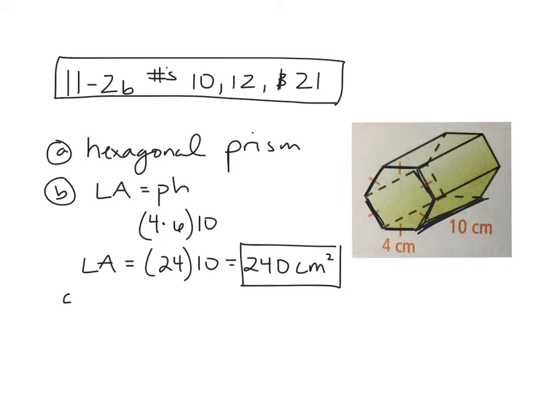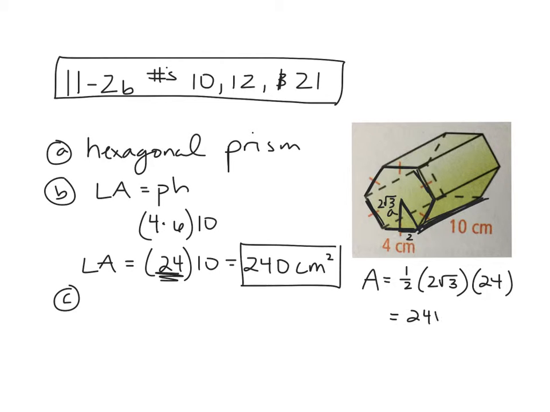Part C, it says the bases are regular hexagons. Find the sum of their areas. So you're looking at a hexagon. If we draw in our apothem here, this bottom piece would be 2. So that means my apothem would be 2 rad 3. So if we're going to do area of the hexagons, it's 1/2 times the apothem times the perimeter, which we already said here was 24. So that comes out to an area of 24 rad 3.